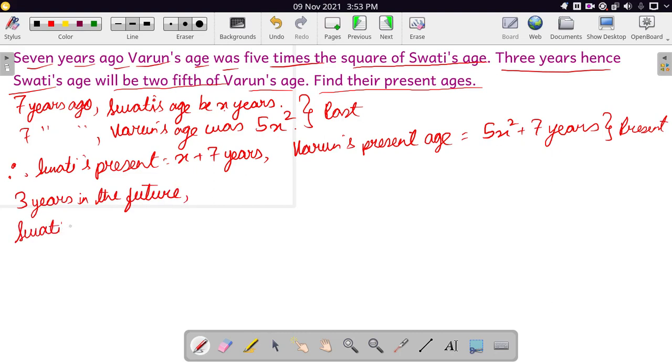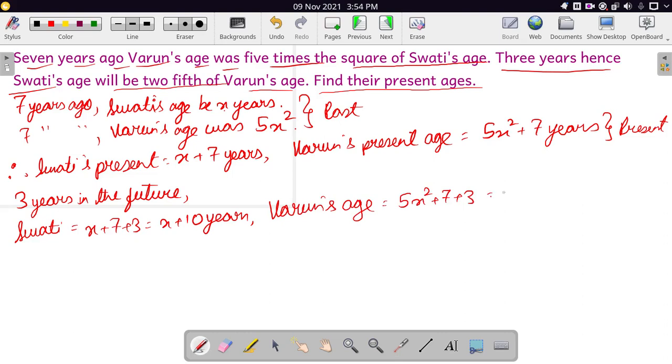Swati's present age was x plus 7. So after 3 years it will be x plus 7 plus 3, that will be x plus 10 years. Simple enough. And what will be Varun's age? After 3 years, Varun's age will be 5x square plus 7 plus 3 again. So that would be 5x square plus 10 years. This will be Varun's age in 3 years in the future.